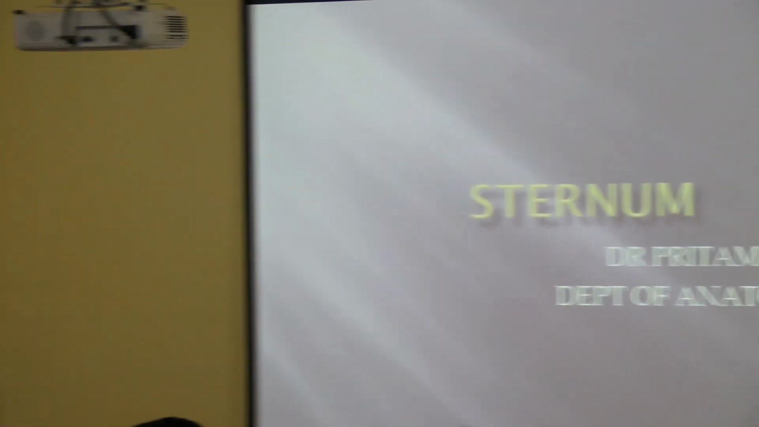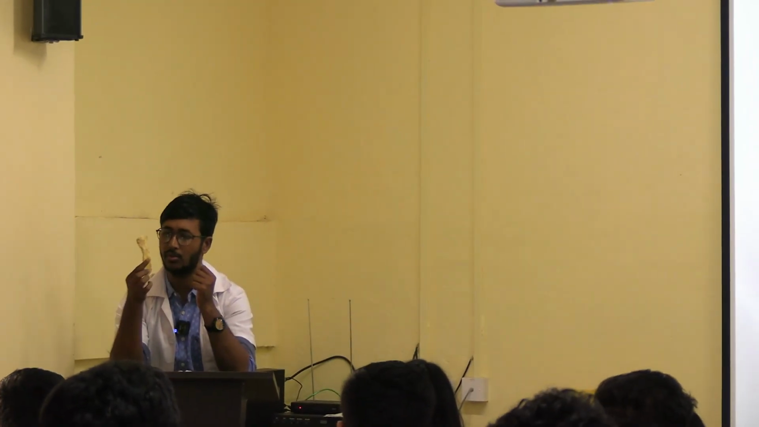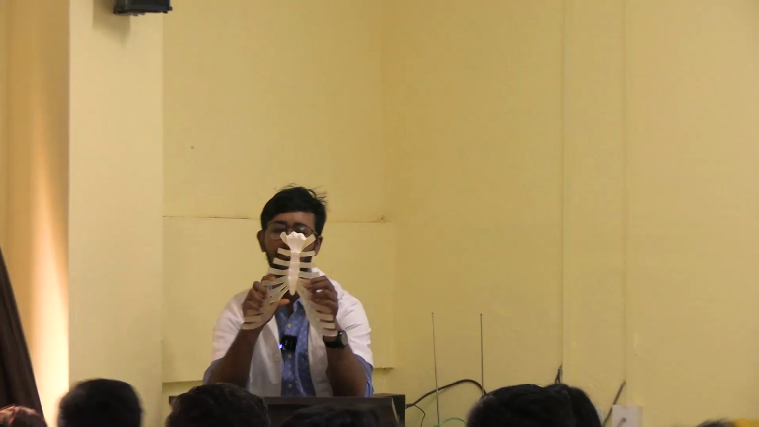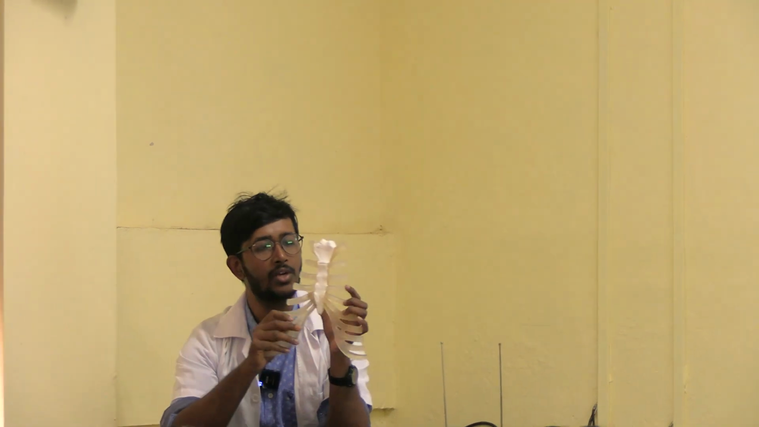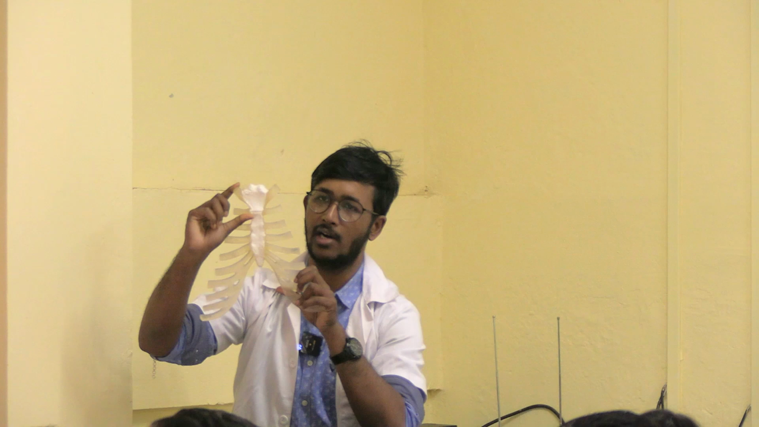Basically, this bone comprises 3 bones separately. This is a very old-age bone, so you cannot see the parts, but here, in this fiber bone, you can see there are 3 parts. The upper part is known as the manubrium sterni.